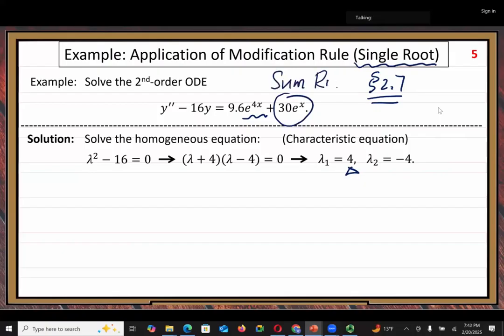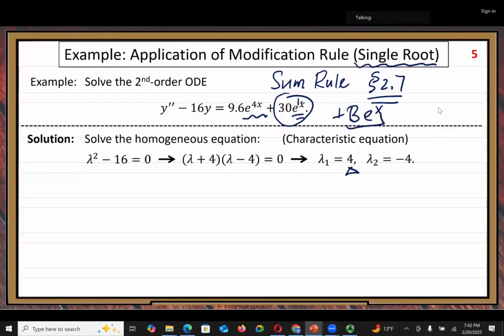Sum rule, okay? Plus some constant times e to the x. That's the sum rule. Because here, with e to the x, the coefficient of x is 1, right? 1 is not a root. It's not a single root. That means you don't need to multiply by x, right? So you just use a constant, b times e to the x. You add this. So it's not a root, so you do not multiply x.